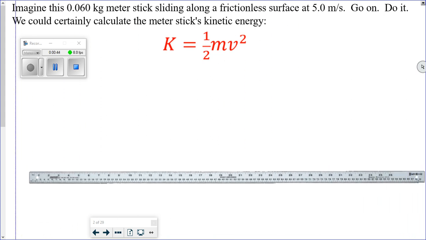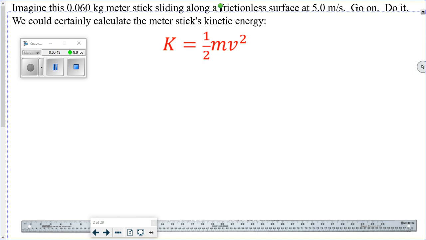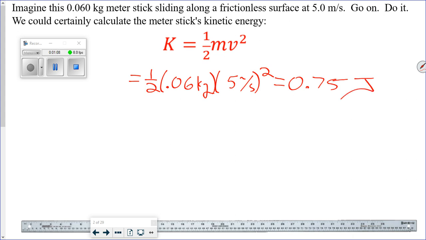Okay. So if we wanted to do that, we can definitely calculate the kinetic energy, right? What would we do? We would just go, okay, well, the kinetic energy is 1/2 times the mass of the meter stick times its velocity, 5 meters a second. Don't forget to square it, multiply it out, and if you do this, it gives you 0.75 joules. All right?